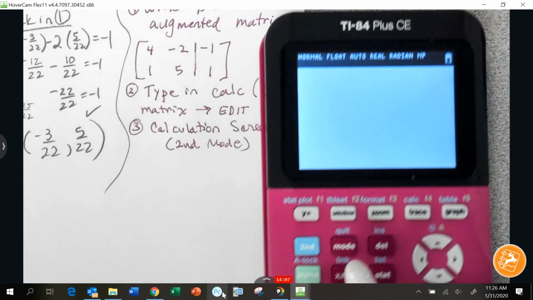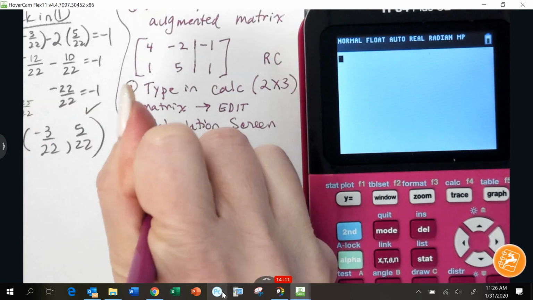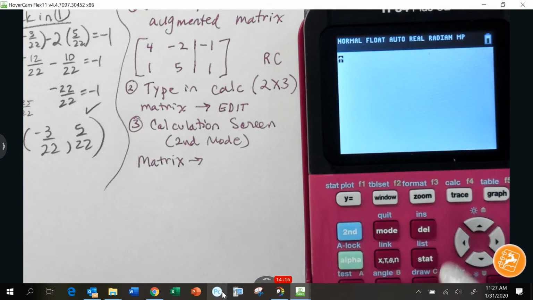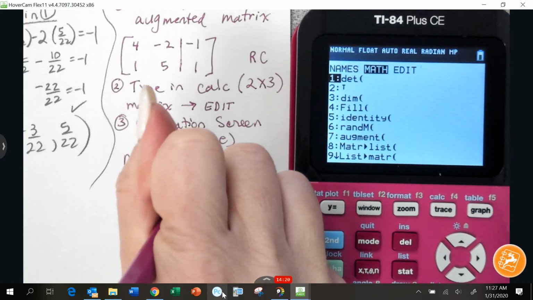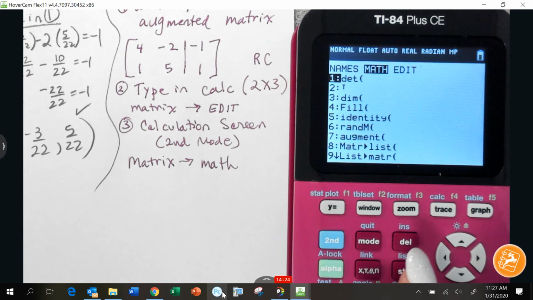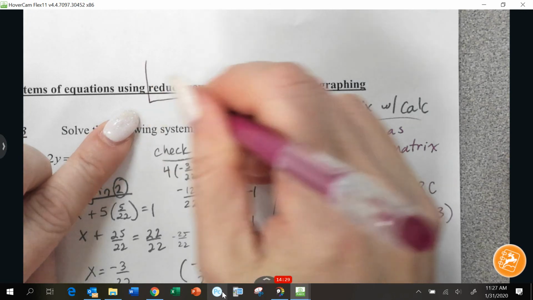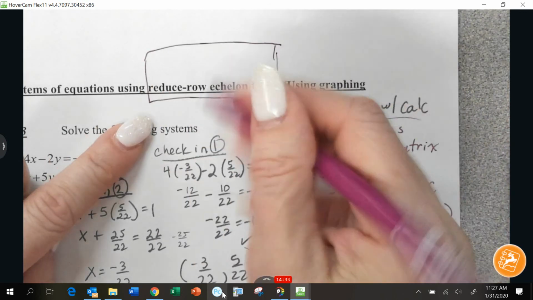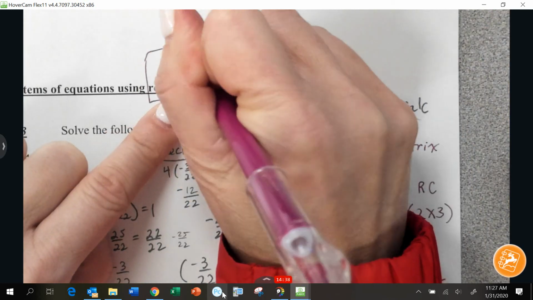Calculation screen. We're now going to go back to matrix, and you're going to arrow over to math. Now, paper, this says we have to use something called reduced row echelon form, which you can look up, there's videos about that. On your calculator, it's abbreviated RREF.